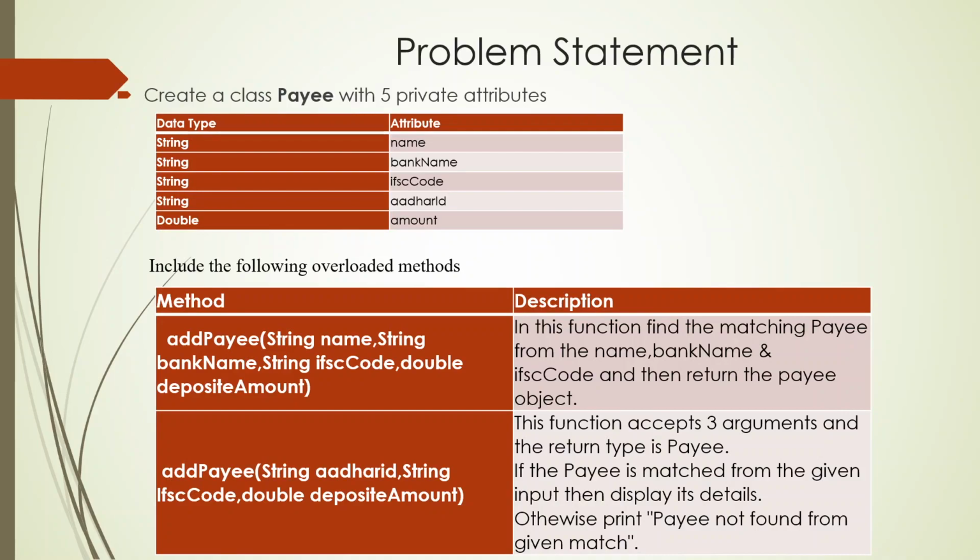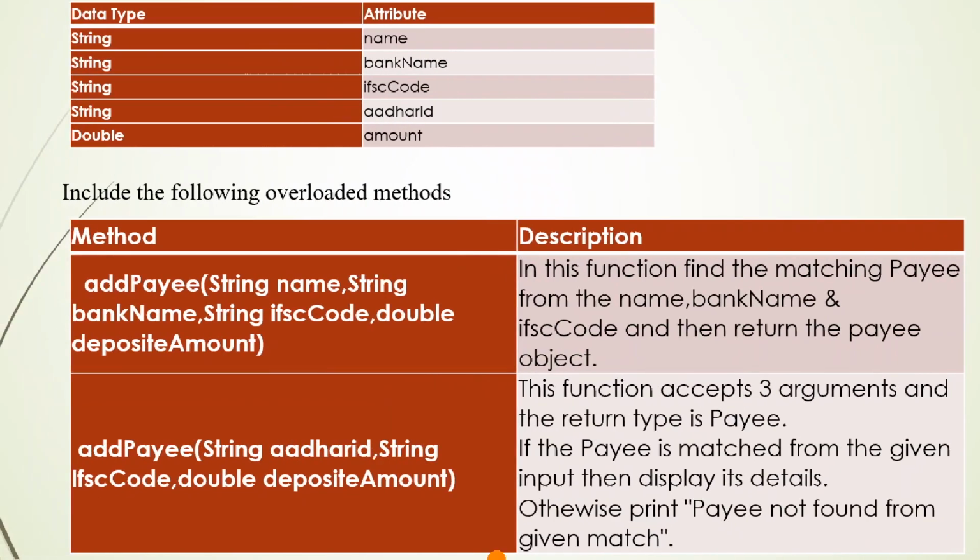Next question, problem statement. Create a class called payee with 5 private attributes: name, bank name, IFSC code, Aadhaar ID, and at last amount. There are two methods that you need to include. The first method, addPayee, with arguments name, bank name, IFSC, and deposit amount. In this method, you need to include the logic that it should match the payee from the bank name, the person name and IFSC. If these three get matched, you just need to update the amount.